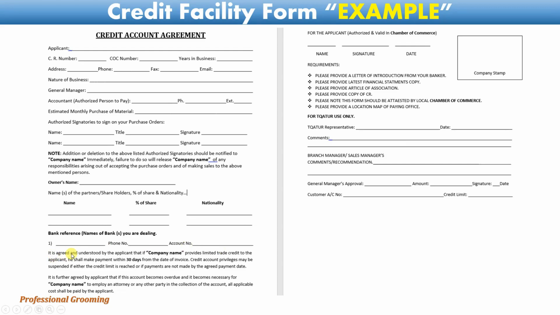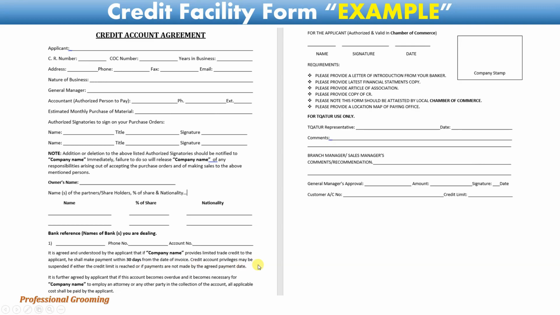And here it is agreed, you can put some terms like: it is agreed and understood by the applicant that if our company name provides limited trade credit to the applicant, he shall make payment within 30 days. If we are delivering goods and submitting our invoice, after submitting our invoice they have 30 days to pay us.